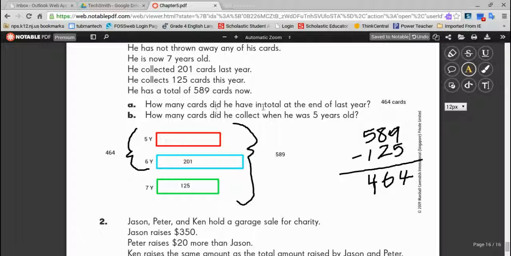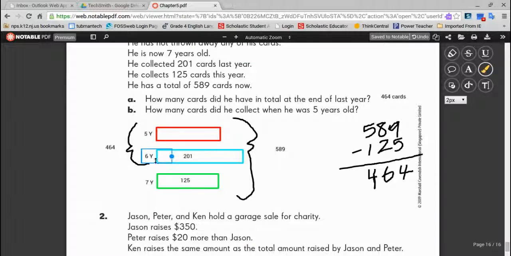Alright, so B says, how many cards did he collect when he was 5 years old? So again, at 6 years old, he had 464 cards. He collected 201 cards at age 6, so all we have to do is take away age 6, and we can figure out how much he had at age 5. So we're going to take our 464 and take away our 201, and we should find that out. So let's do that right now.